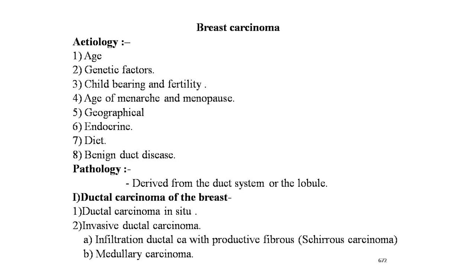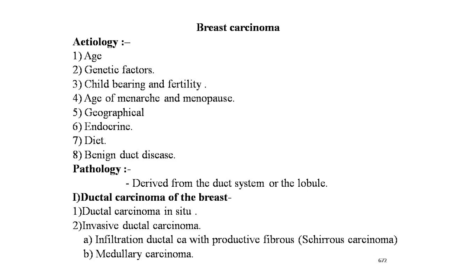Geographically, breast cancer is commonly seen in Western countries. It is still a rare tumor in Japan. Sixth is the endocrine. The role of exogenous hormones, particularly oral contraceptives and hormone replacement therapy, in the development of breast cancer is still controversial.